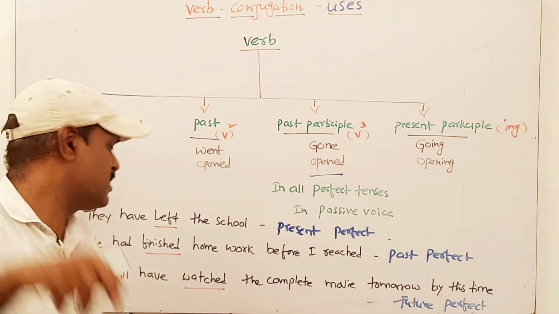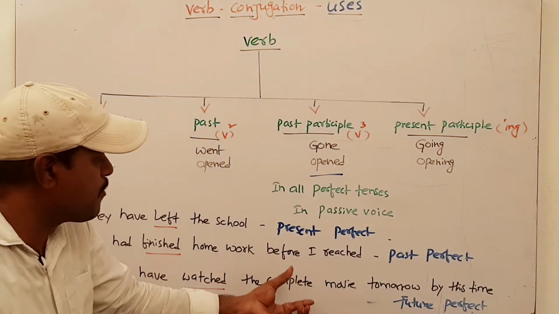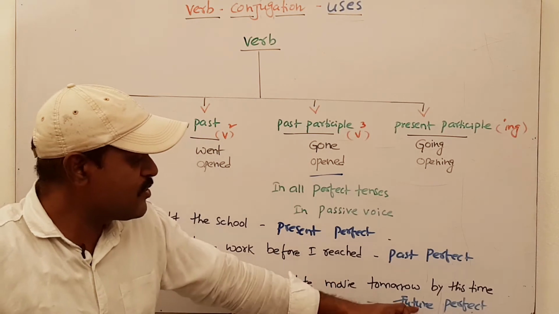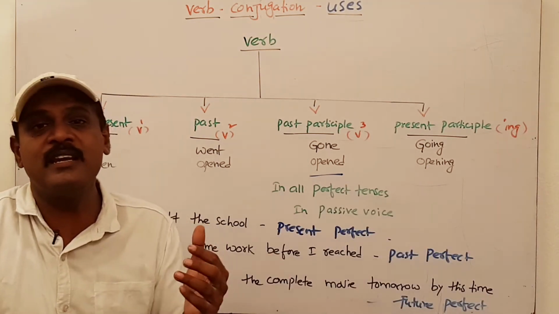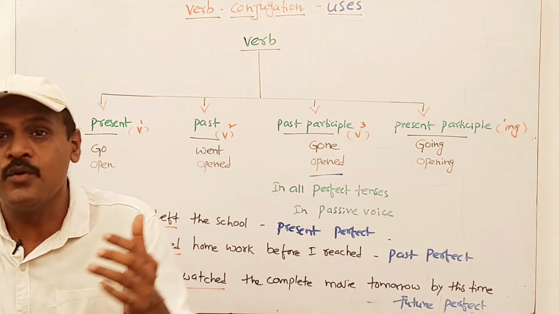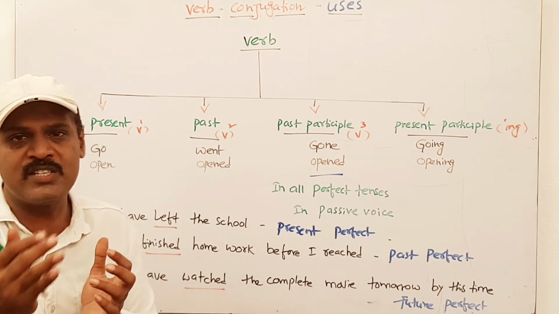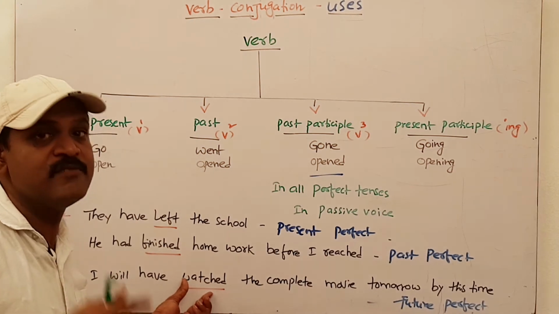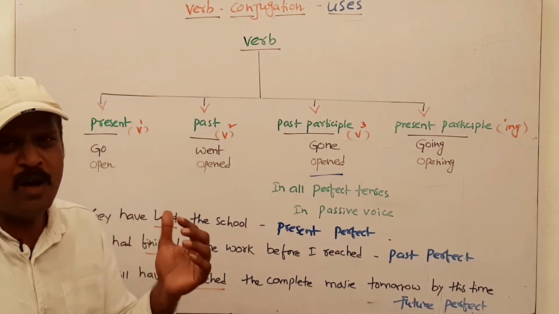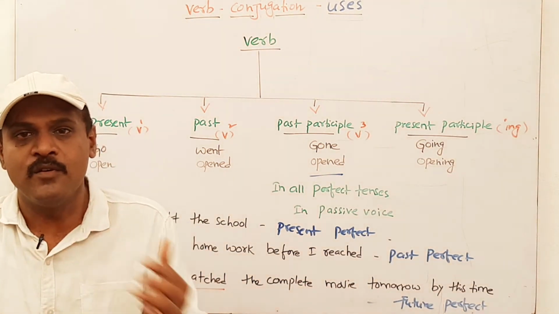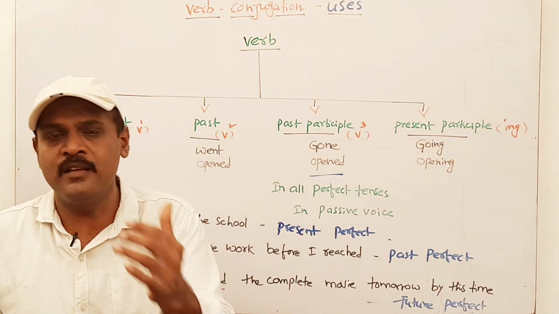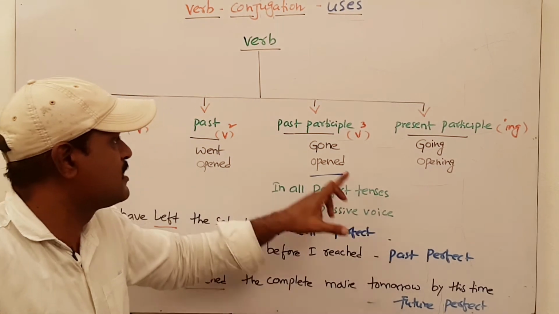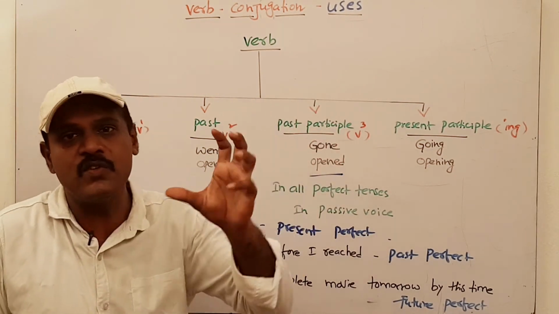The next one is: I will have watched the complete movie tomorrow by this time. It is in future perfect. Generally in future perfect tense, we must use will or shall, after that have, after that watched. That means V3. Watch, watched, watched. Watched is the third form of watch. So in this way, in all perfect tenses, past participle is used.